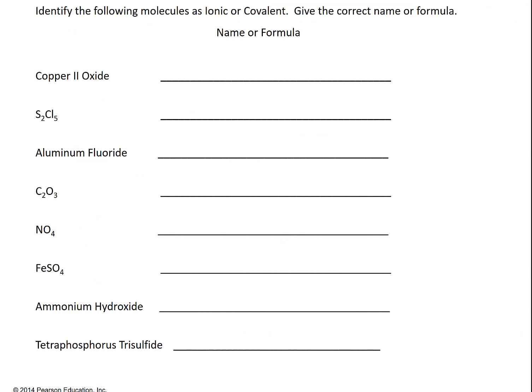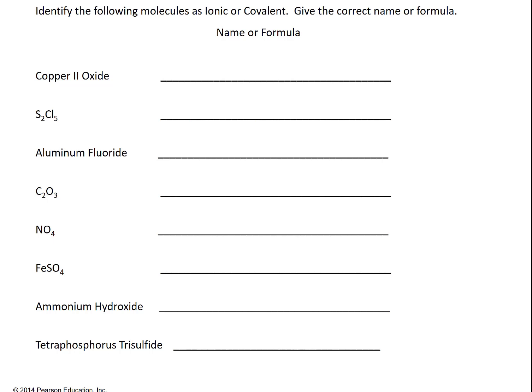So this page is a combination of ionic and covalent molecules. The first thing to make sure you do is identify if it's ionic or covalent, and then give the correct formula or name. So after we've talked about the last page, if you're feeling confident, I would say pause this, work them out yourself, and then listen for the answers.